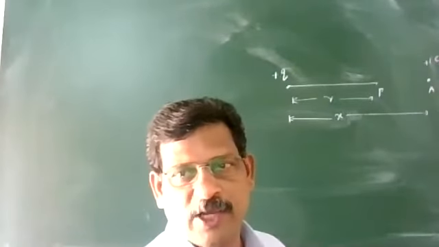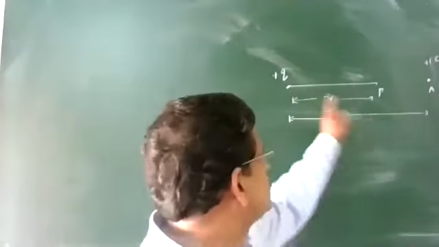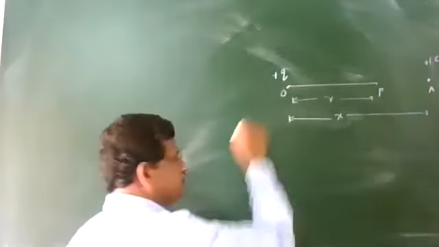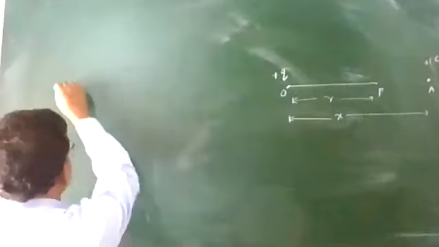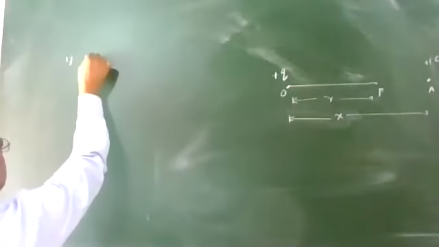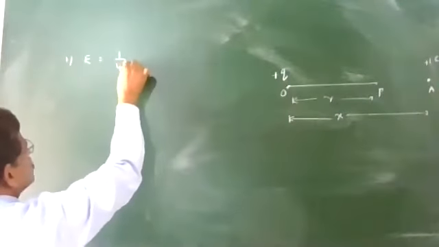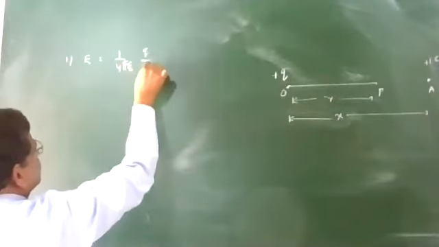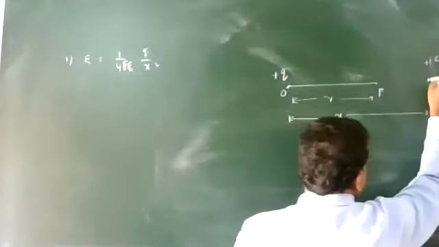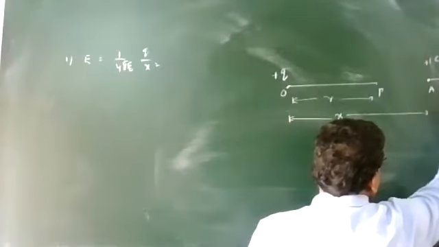So what is the electric field at the point A by the plus Q charge which is at the origin? Point number 1, the electric field at the point A by the plus Q charge at the origin is 1 by 4 pi epsilon 0 Q by x square. The direction is radiating outward, which is the direction of the electric field.